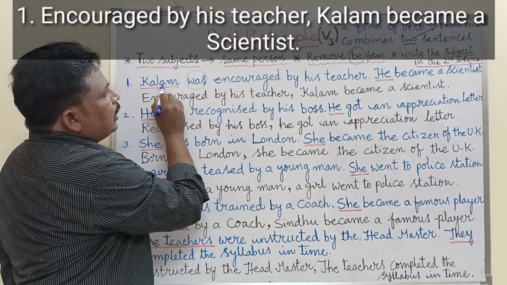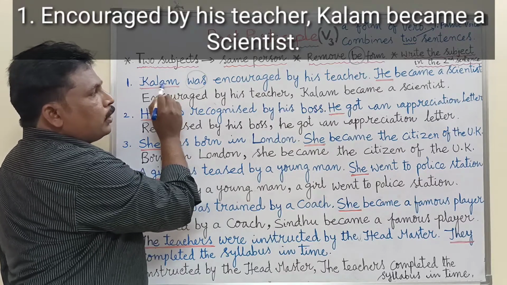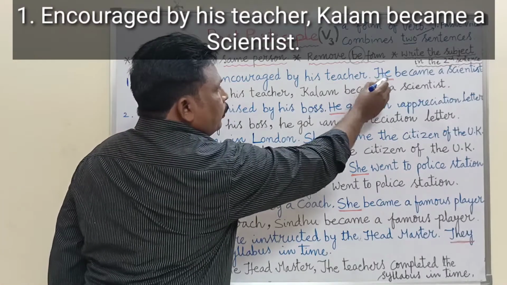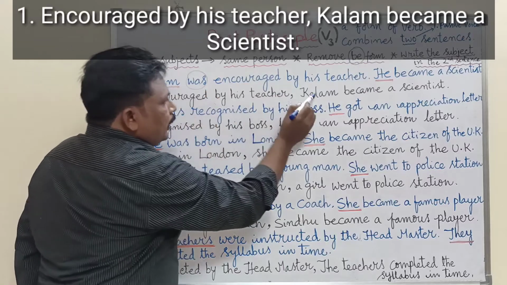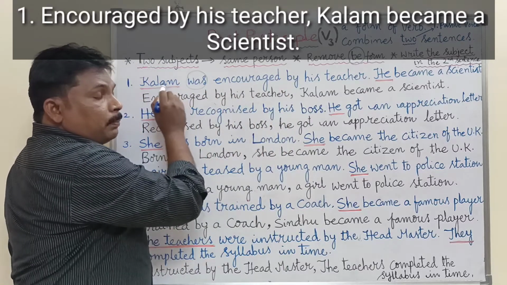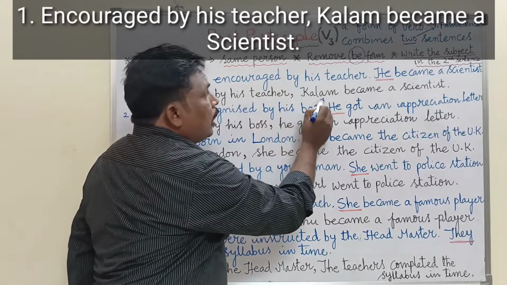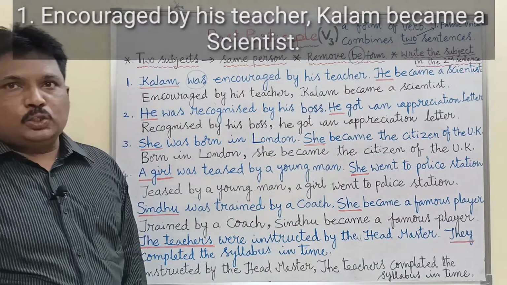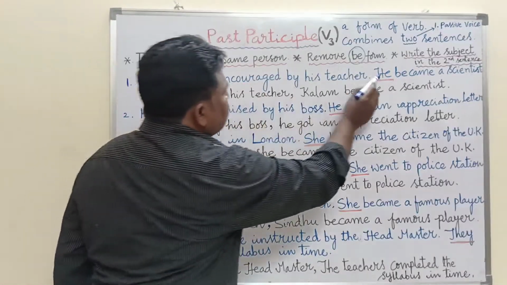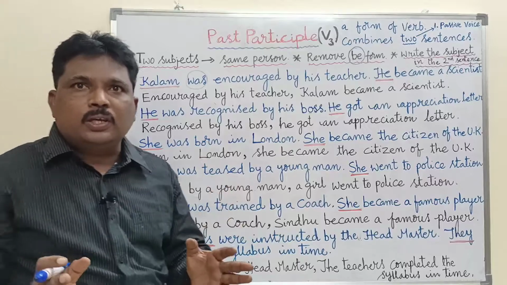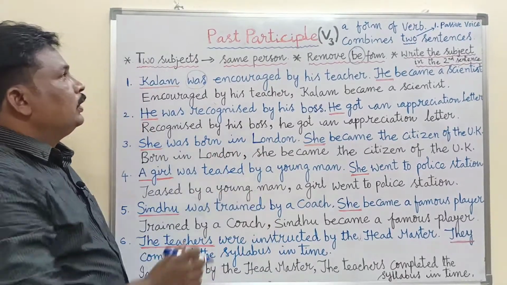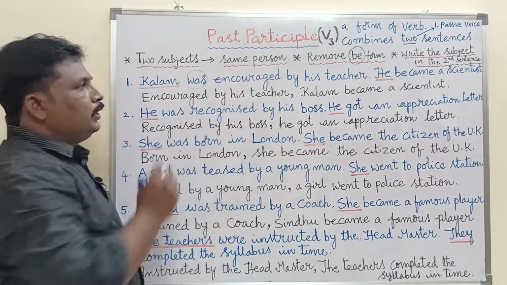Here the subject is Kalam. Here the name, a proper noun, is used. Here a pronoun is used. So we write the proper noun because the proper noun is given in the first sentence: Kalam became a scientist. So these two sentences are joined by using past participle, that is V3 of the main verb.